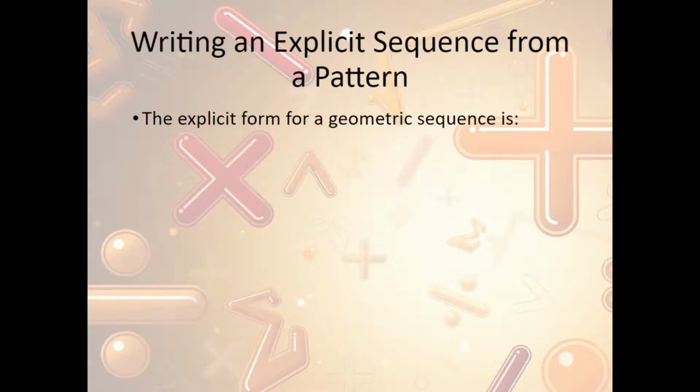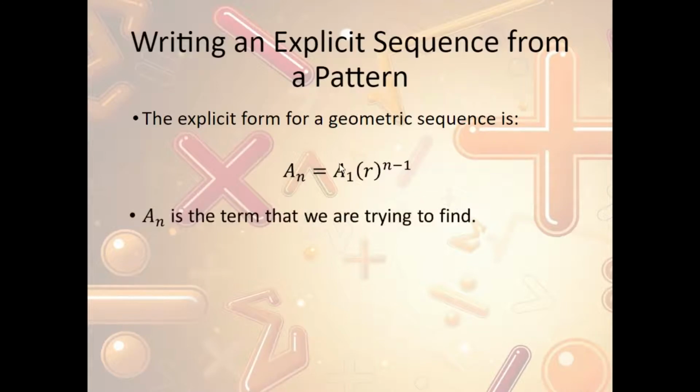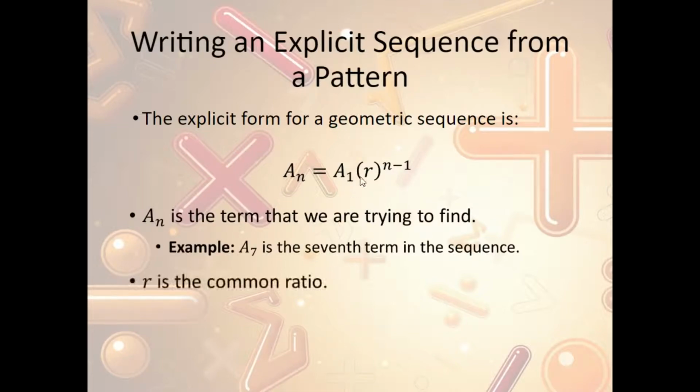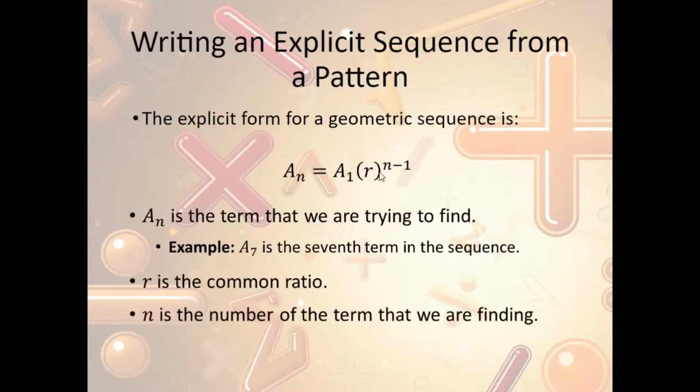Now let's talk about the explicit form for a geometric sequence. The explicit form looks like this. AN is equal to A1 times R to the n minus 1 power. AN in this case represents the term we are trying to find. For instance, A7 would be the 7th term in the sequence. R represents the common ratio, N represents the number of the term that we're trying to find, and A1 represents the first term in the sequence.